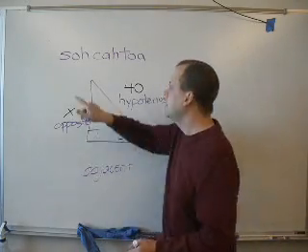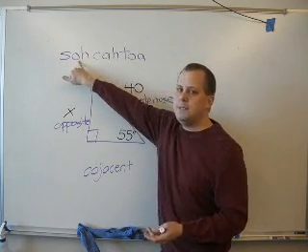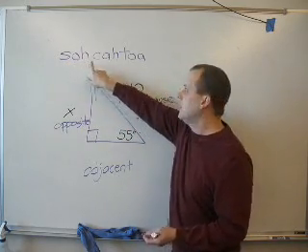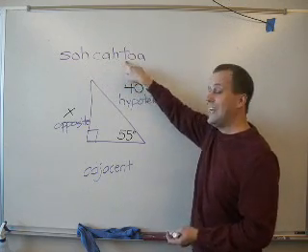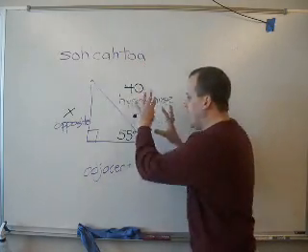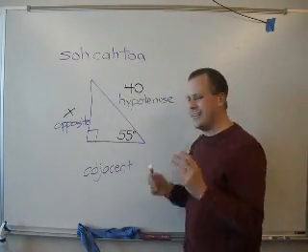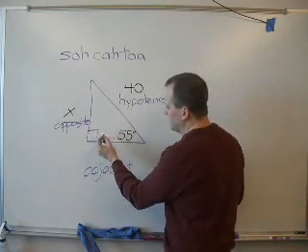Now, I'm going to go back to that word, SOHCAHTOA, and you're probably saying to yourself, what's that mean? Well, it's all of the formulas that I need. Sine is going to be opposite over hypotenuse. Cosine is going to be adjacent over hypotenuse. And tangent is going to be opposite over adjacent. Now, as soon as I label my triangle and figure out what I have and what I don't have, here's what I need to do.